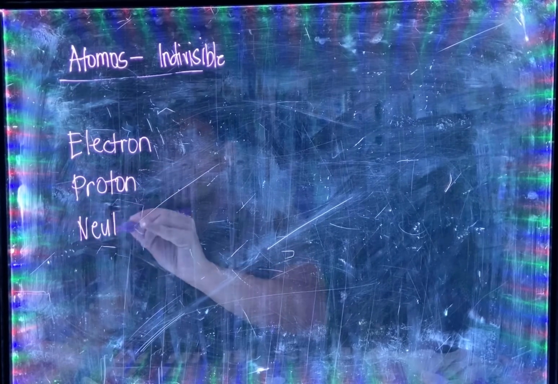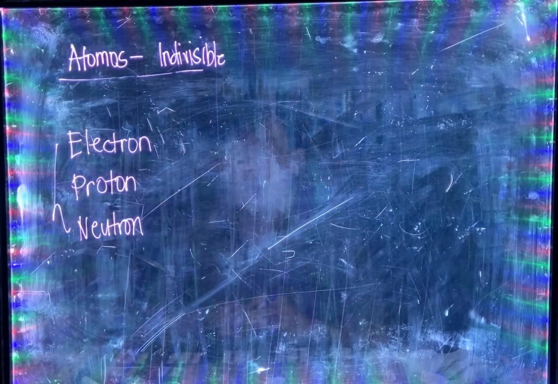At present we have different subatomic particles, but for this discussion only, we're going to discuss three subatomic particles, and they are the electron, proton, and neutron. These three subatomic particles can be looked upon with the classical representation of an atom.